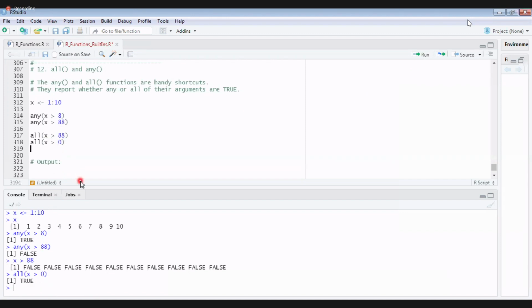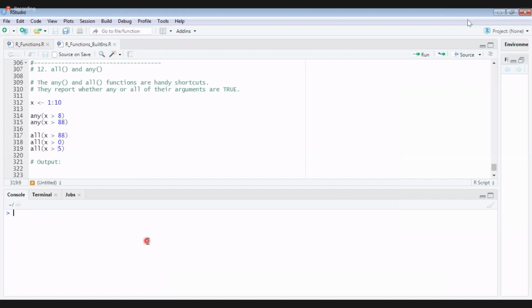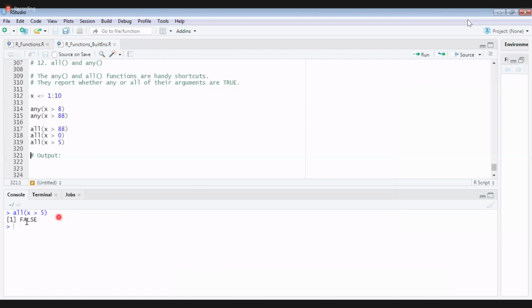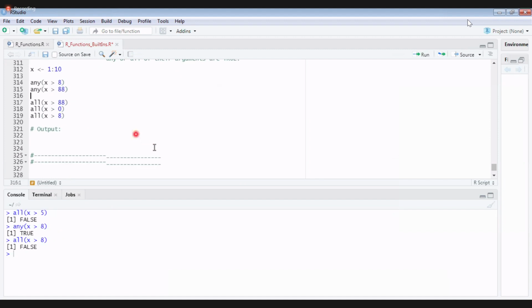Now tell me, are all values greater than 5? Some are false and some are true, neither all true nor all false. So what will you get? The final result is false, all are not greater than this. Yes or no? If it is any, I'll make it 8 so it will be good. Any greater than 8 is true, but all greater than 8 is false. So this is about any and all. Clear?